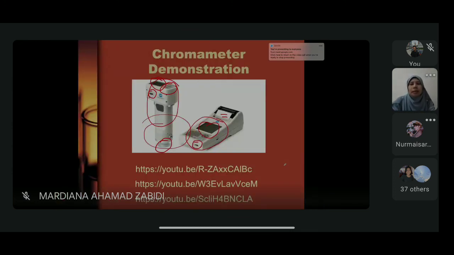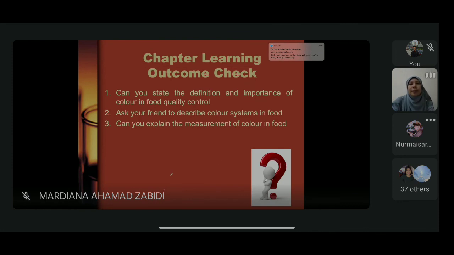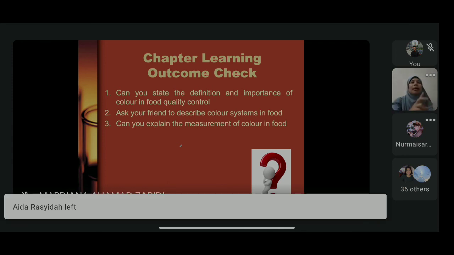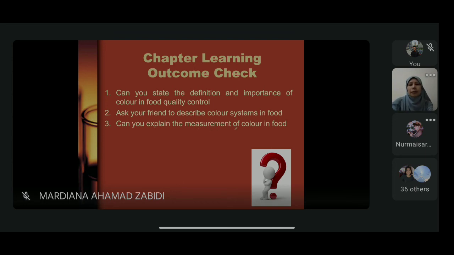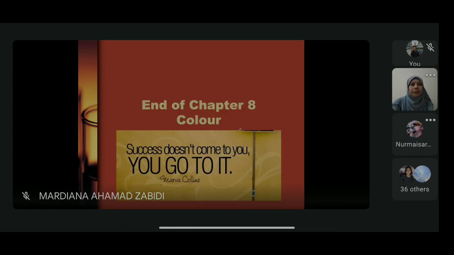Okay, so chapter learning outcome check. This one you need to answer by yourself. Can you state the definition and importance of color in food quality control? Then you should be able to describe color system. So in your syllabus, you have two types of color system. One is CIE LAB, L star, A star, B star. Okay, and then you have the Munsell color system. Alright, and then the measurement of color in food. Explain the color measurement. This one is by using the chromameter. Alright, so that's the end of chapter 8.